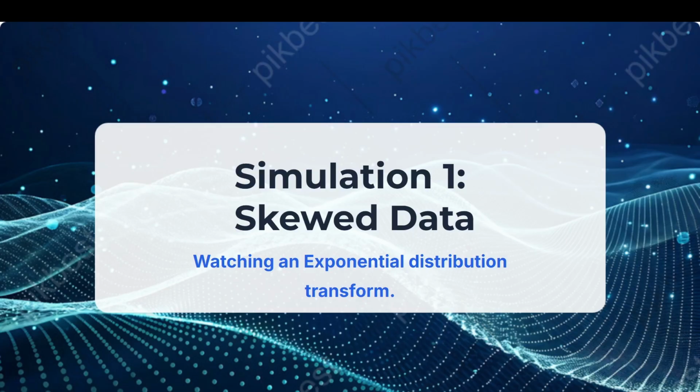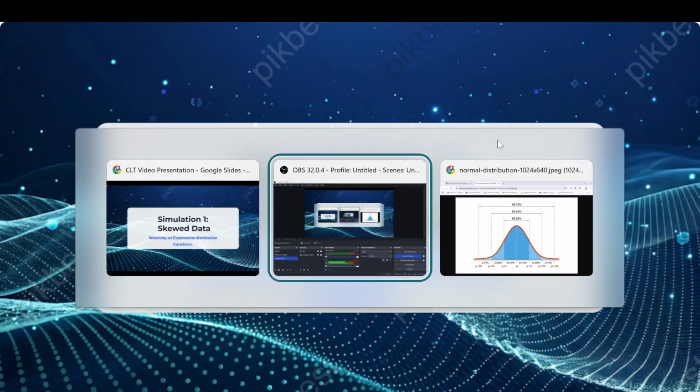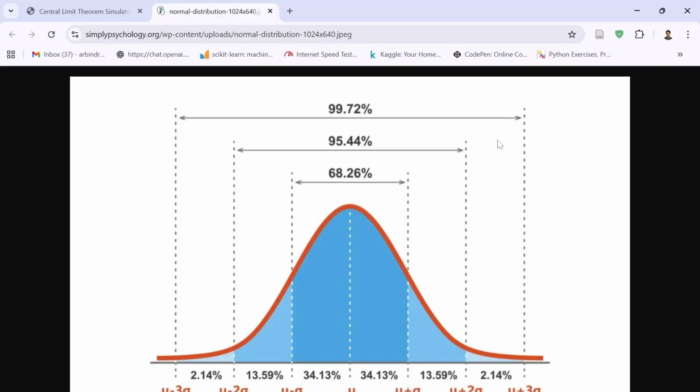Now let's take an example of a simulation to help you clearly understand what it is saying. First, if you don't know what a normal distribution is, here is a normal distribution. It is also called a bell-shaped curve. It is high in the middle and thinner at the sides.